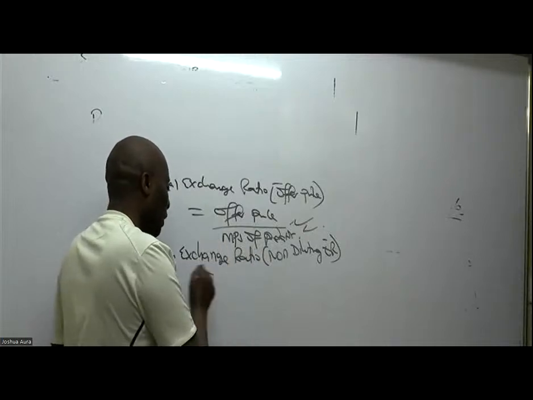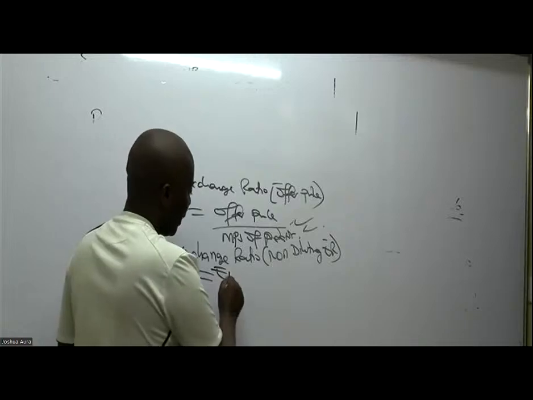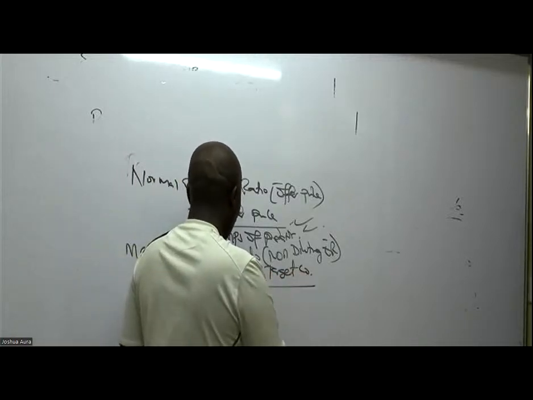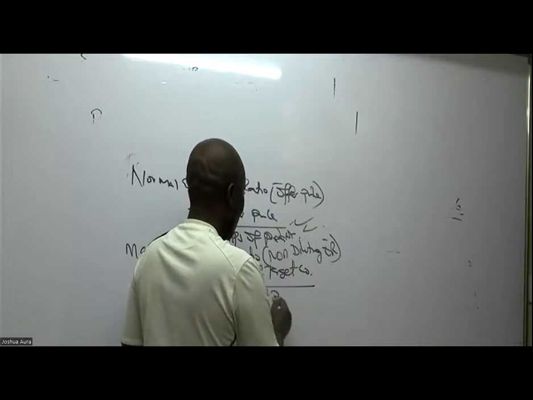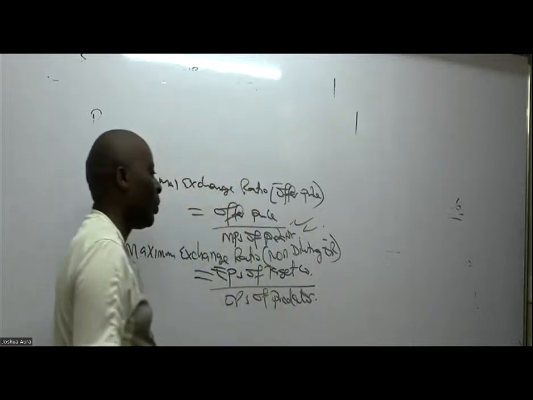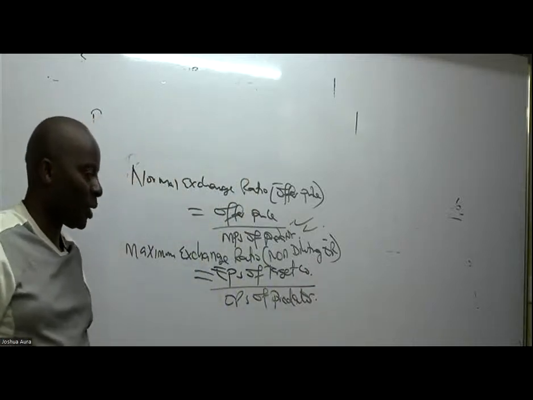And how do we calculate this? This is the one that we calculate by taking the EPS of the target company over the EPS of the predator. Very important concept for you to appreciate.